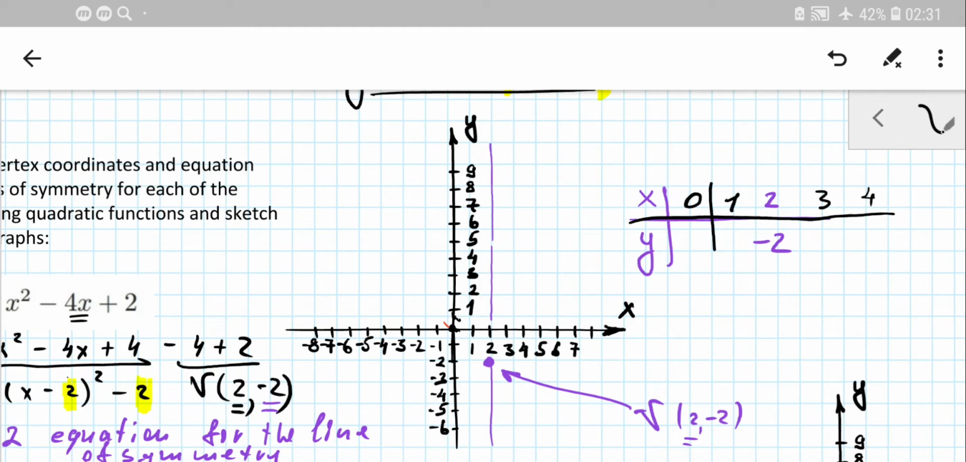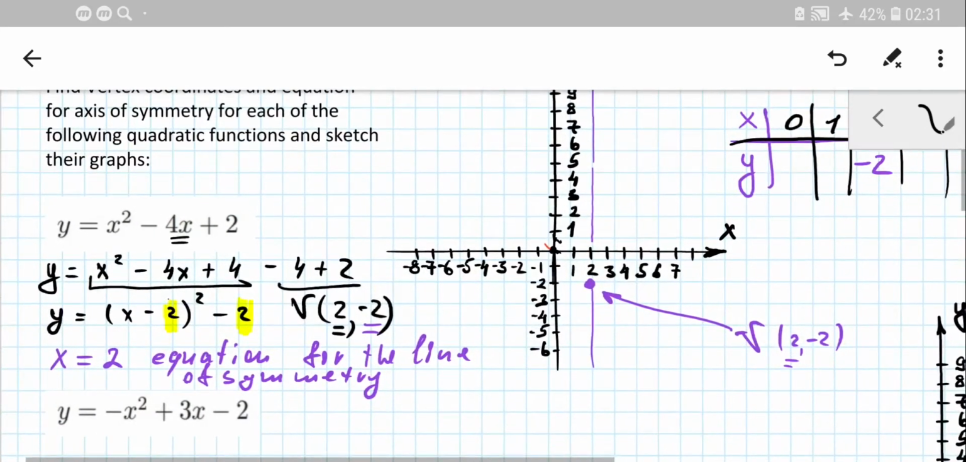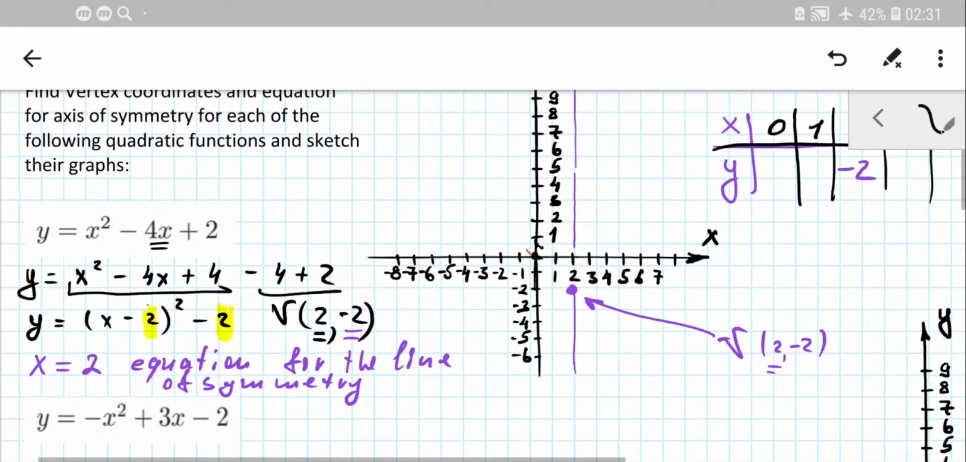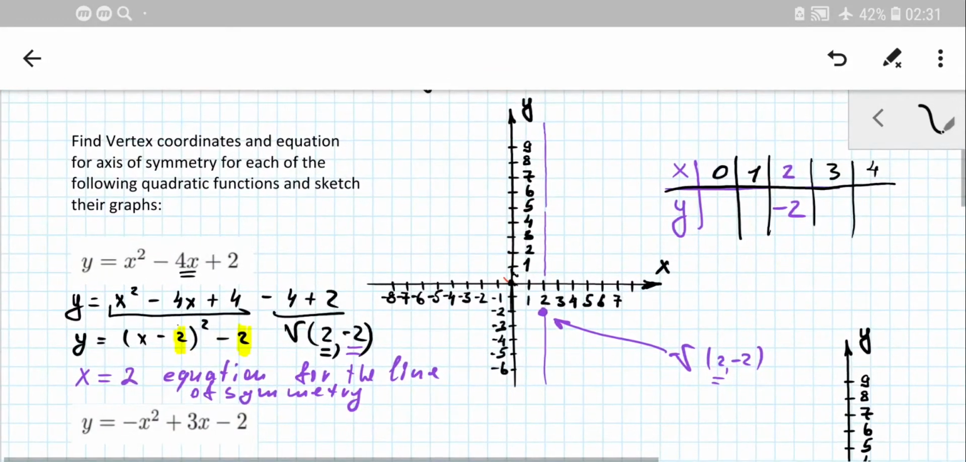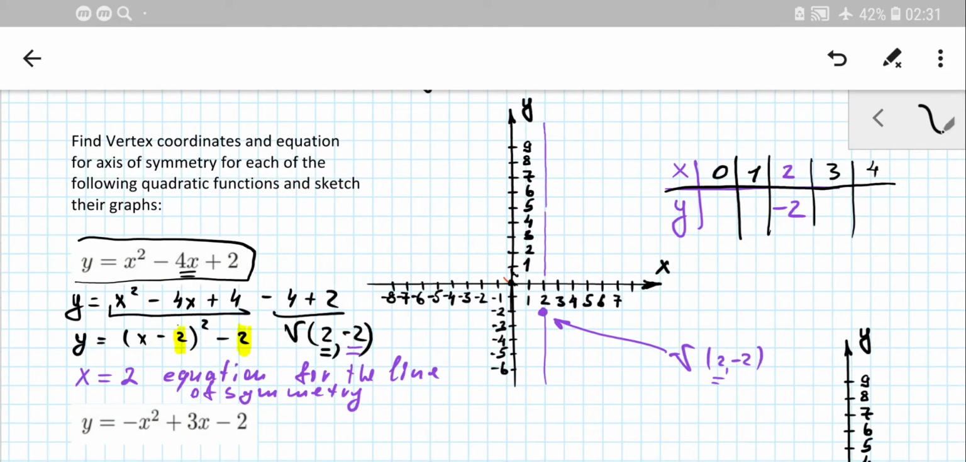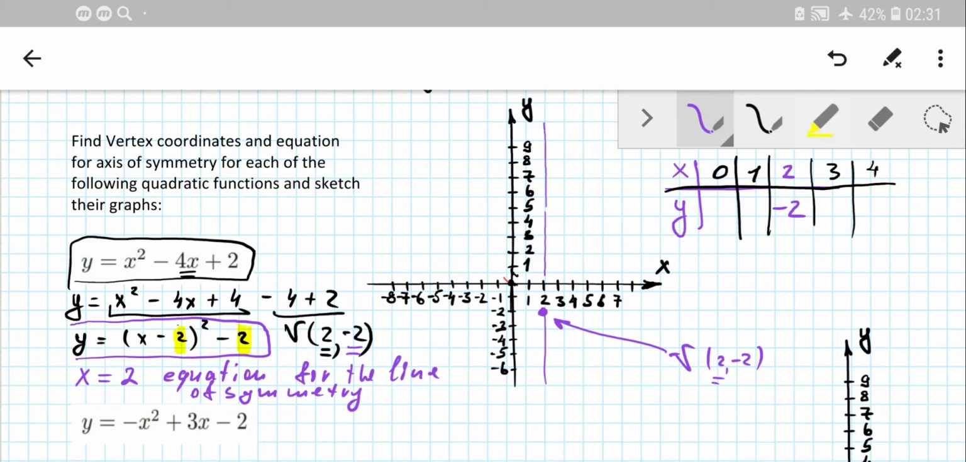Now we just plug those values into the equation. It doesn't matter actually where you plug them in. You can use your original equation, or you can use the vertex form. It seems to me that it's easier to simply use the vertex form, because you only have to put in x, subtract 2, and raise it to the power of 2.